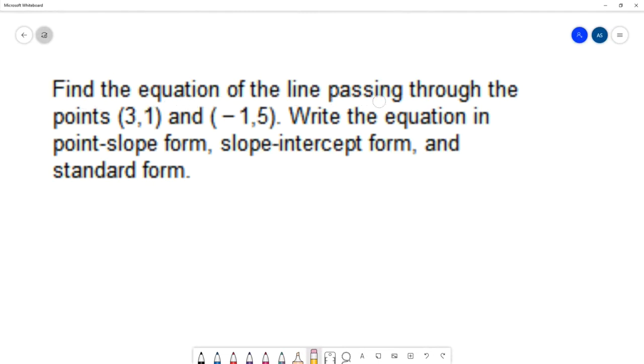Find the equation of the line passing through the points (3, 1) and (-1, 5). Write the equation in point-slope form, slope-intercept form, and standard form.